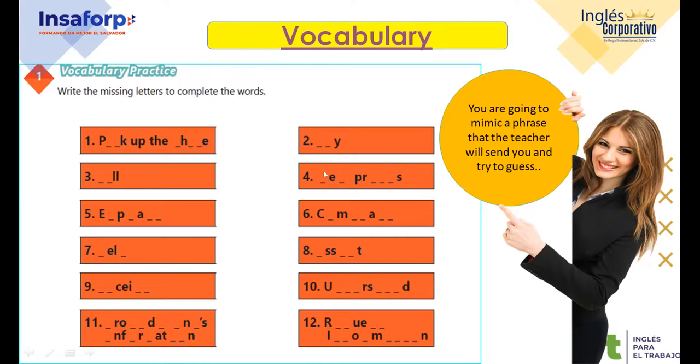Okay. So check it. I sent it through WhatsApp. Okay, teacher. Yes. Awesome. Okay, so the verbs are the phrases that we need to complete here. They are the ones that I send you, but you're going to mimic the phrase or the word, the verb that I send you, and the rest have to guess, and so we have to complete this, okay?